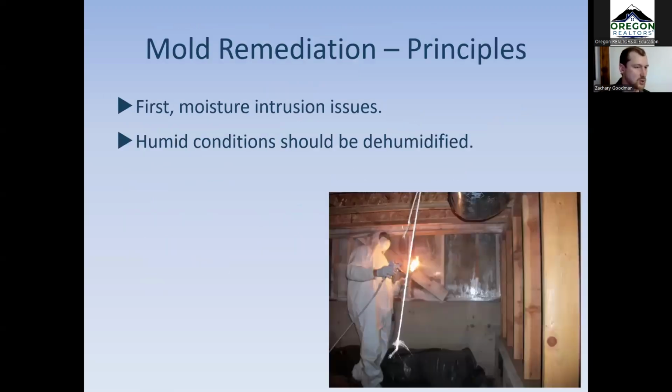All right, now we're in the treatment process. Harped on this quite a bit during the class. I know we've done that a lot, but first we really want to identify the moisture intrusion issues. Humid issues should be dehumidified. So this is a good point to talk about what happens when we find mold, especially up in an attic.